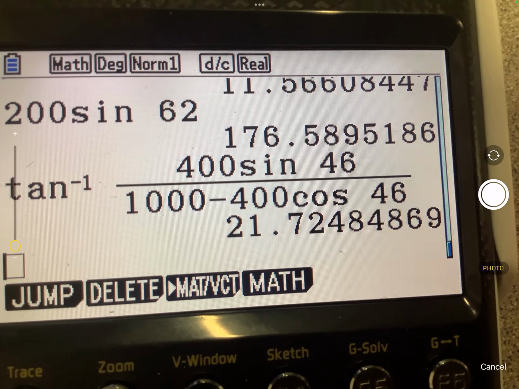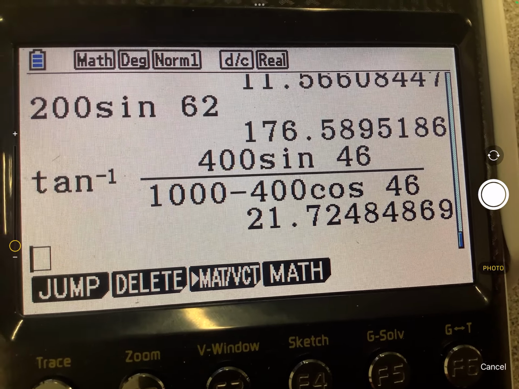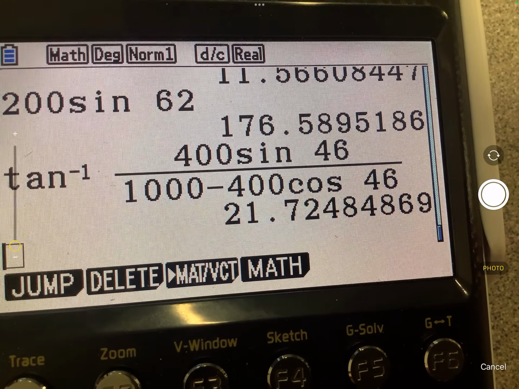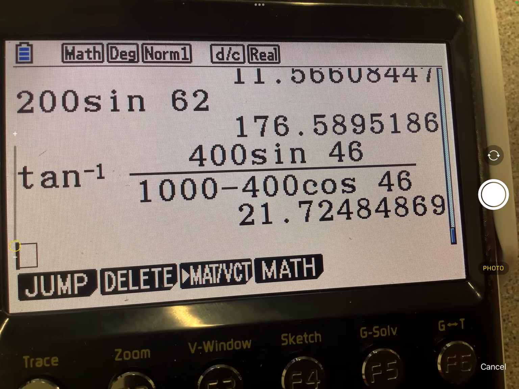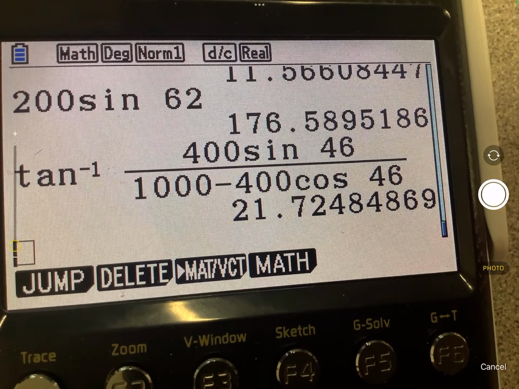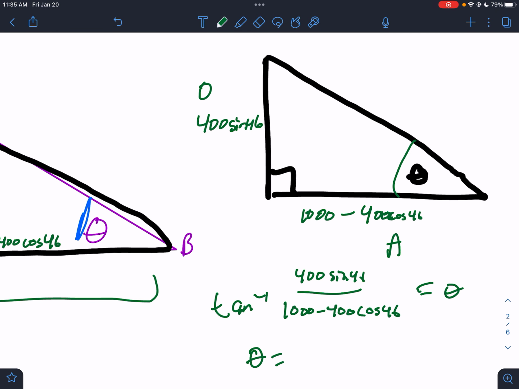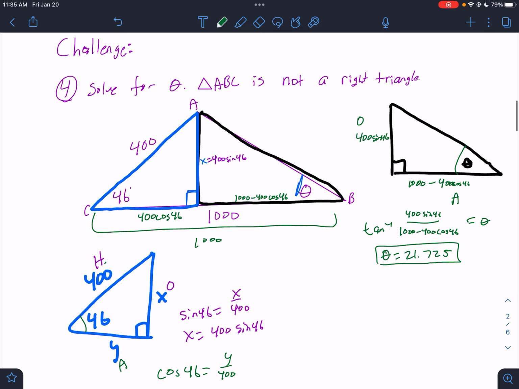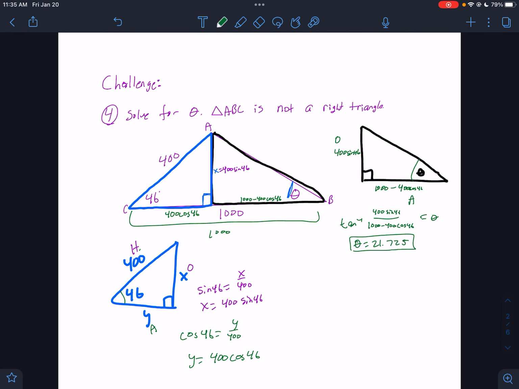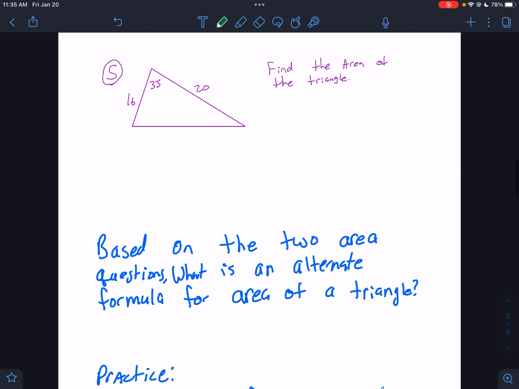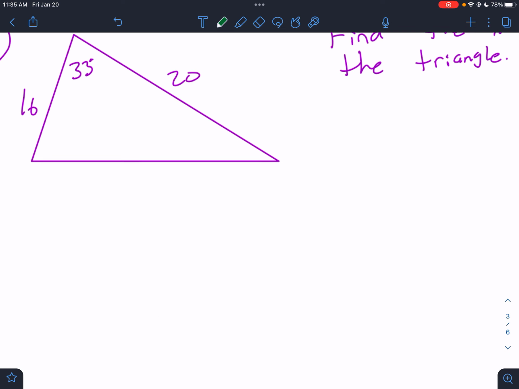I will not help you type this in on the test or on the quiz. You have to know how to do this. Practice it. So that angle, if I round to the nearest thousandths, is 21.725. Okay, that's the whole problem. You can rewind if you have questions. Boom. All right, another one.